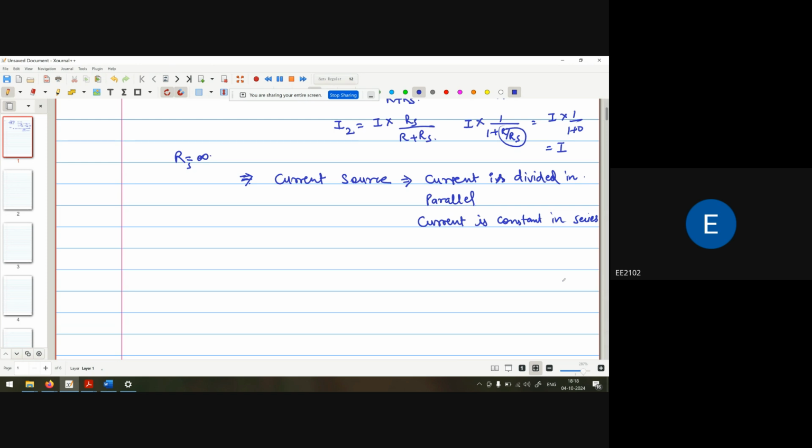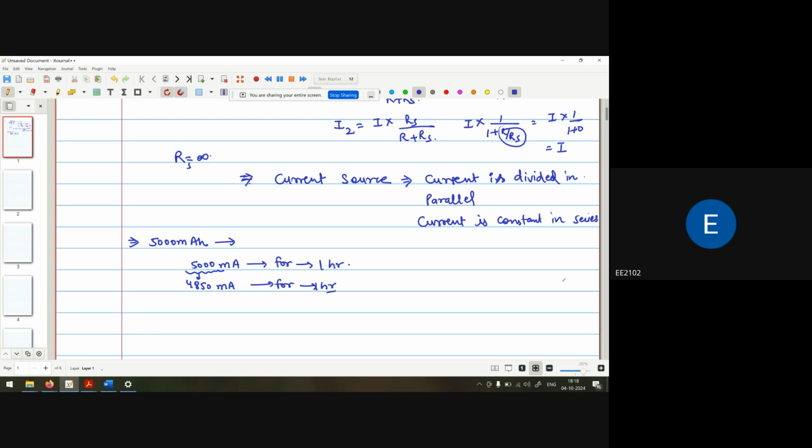Let me take one example: you are all using mobile phones, and my mobile phone battery is, for example, 5000 mAh. What is the meaning of this? That means it provides 5000 milliampere current for 1 hour. But exactly it is not 5000; it is 4850 or 4900 milliamp, as per which type of mobile phone you are using.